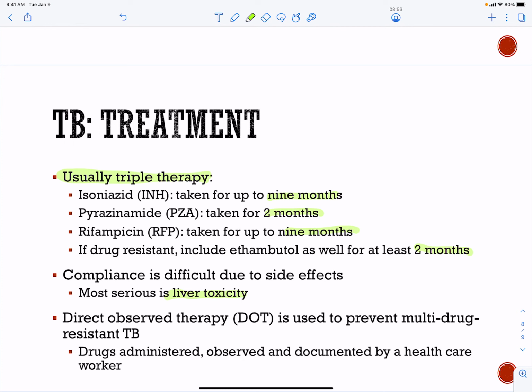Now, one thing that has been developed is a way to manage these patients and to help them to remain compliant. So there's directly observed therapy, or DOT, and this is important in trying to keep people who are infected with TB so they don't develop into multi-drug resistant tuberculosis. And so usually a healthcare worker will work with these tuberculosis patients to administer, observe, document, and make sure they're staying on their treatment schedules.